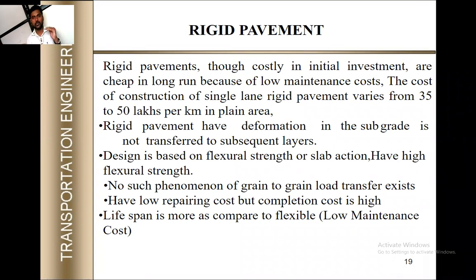Those repeated points are there. Whatever load is coming on the pavement is transferred by the slab action. The life of the rigid pavement is more as compared to the flexible. The initial cost is also more. Maintenance is less. Lifespan is more, as compared to the flexible pavement. And in the rigid pavement, the grain-to-grain load transfer will not be there. It is transferred by the beam action.